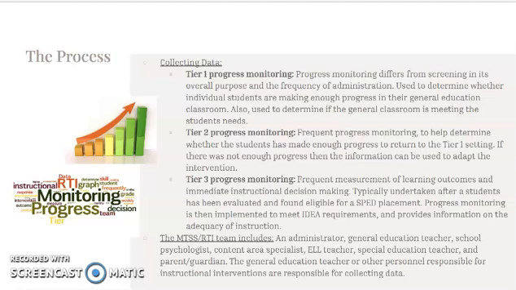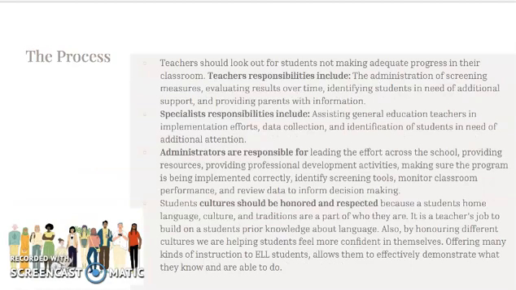The MTSS and RTI teams include an administrator, a general education teacher, a school psychologist, content area specialist, ELL teacher, special education teacher, and a parent or guardian. The general education teacher or other personnel responsible for instructional interventions are responsible for collecting data. The process. Teachers should look out for students not making adequate progress in their classroom.